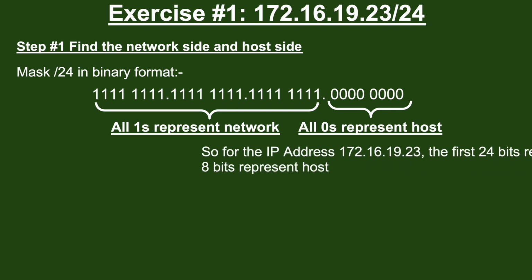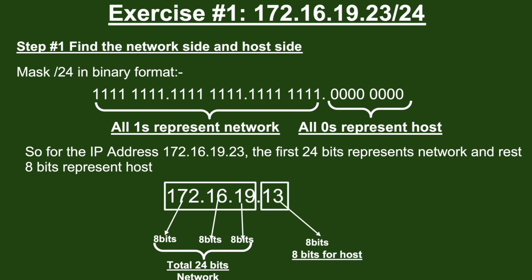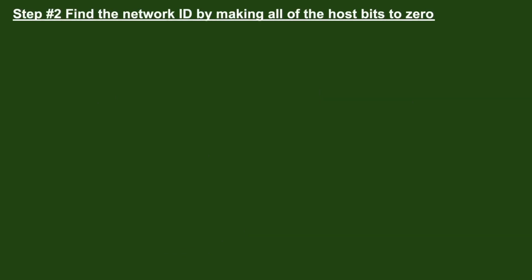Now, when you superimpose that onto this IP address, the first 3 octets, 172.16.19, that is 8 bits, 8 bits, 8 bits, a total of 24 bits, represent the network. And the 23, which is the last 8 bits, represents the host. So now we are clearly able to identify the network side. The network side for this particular IP address 172.16.19.23 is 172.16.19.